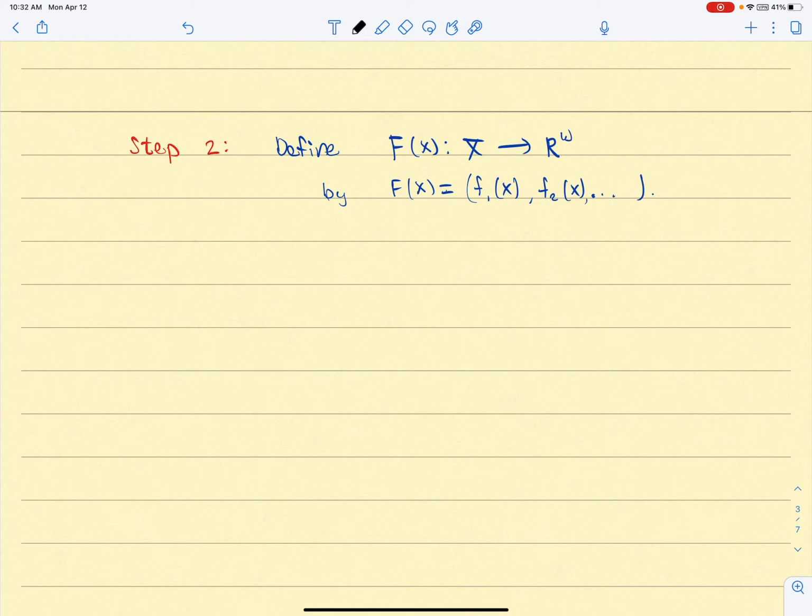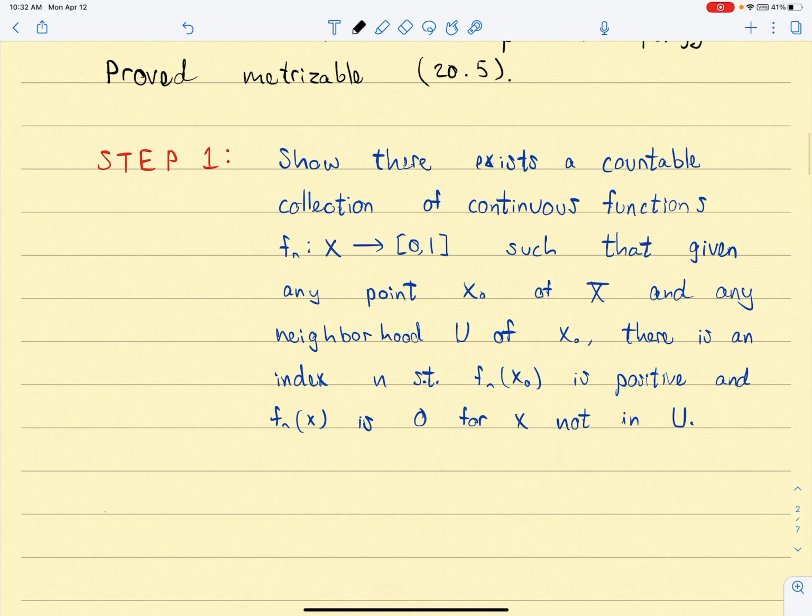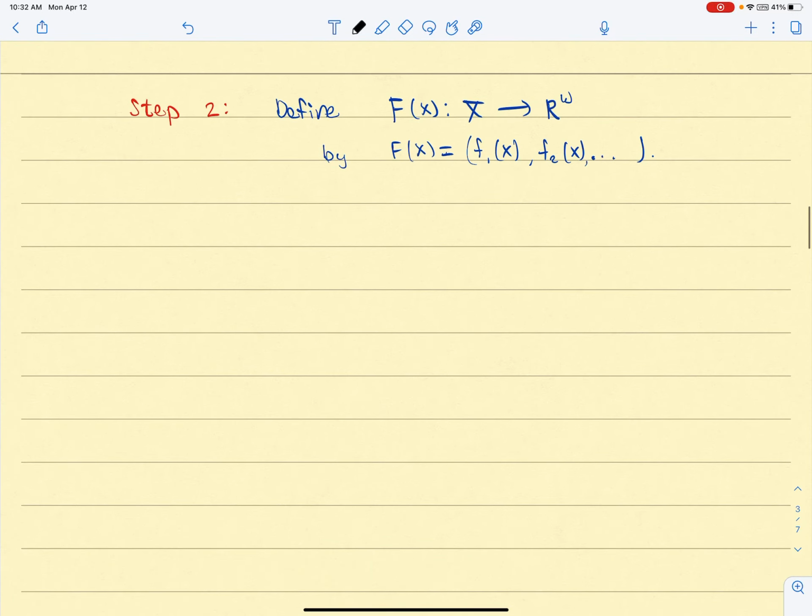So we left off, we had a countable collection. We proved that there's a countable collection of continuous functions from X to this closed interval [0, 1], and it has these special properties that we went over. Now, in part two, we are going to use this collection to define a function from X to R^ω.